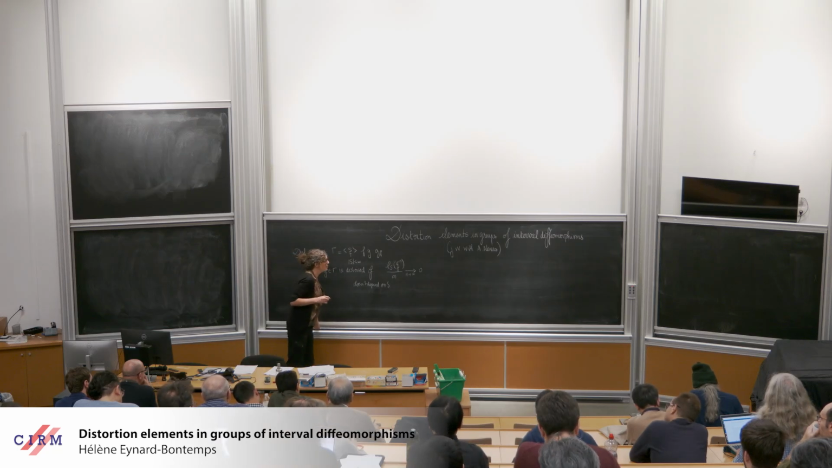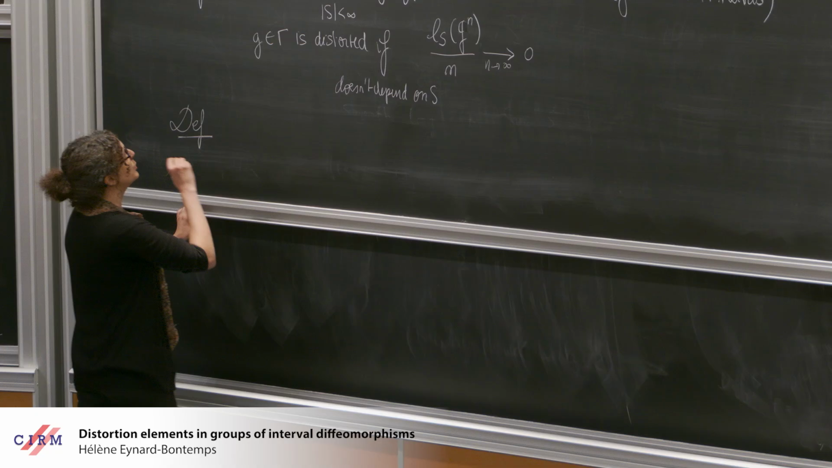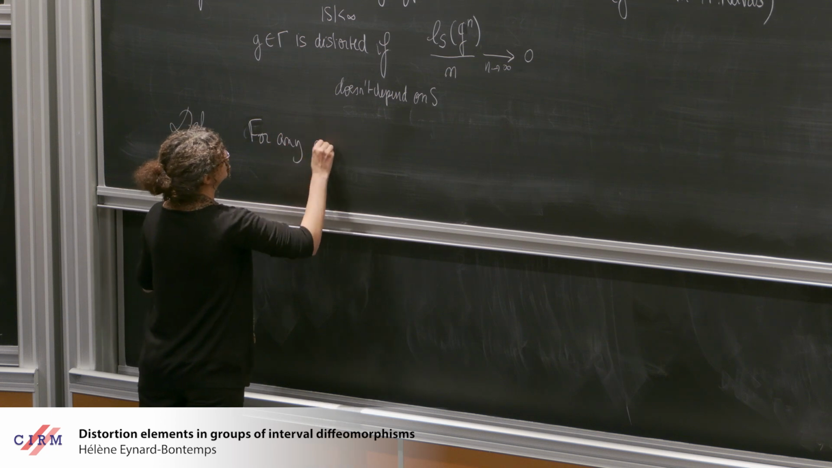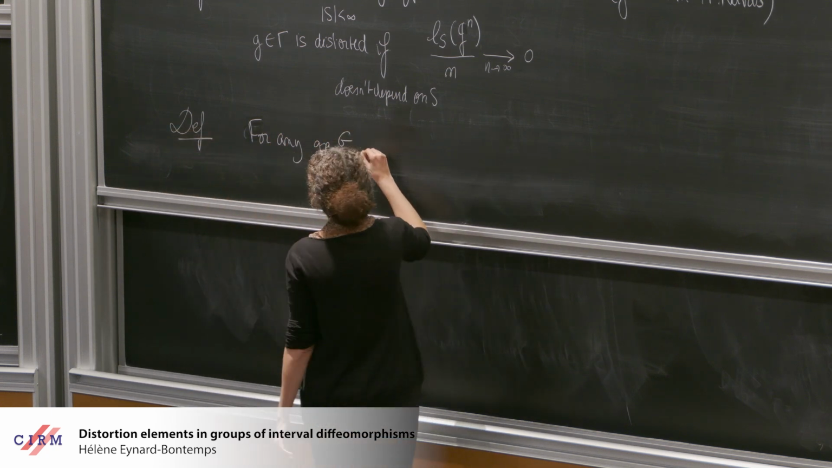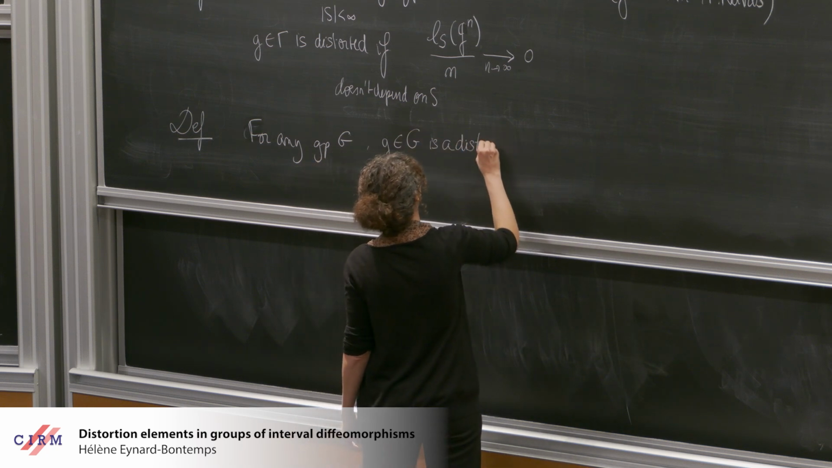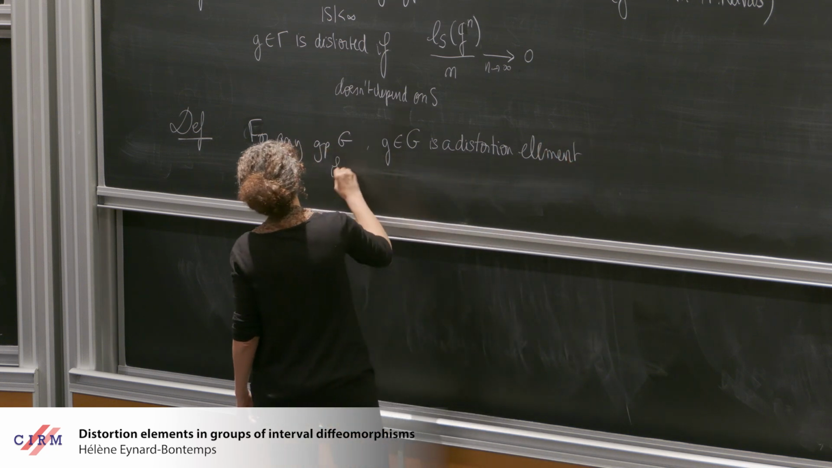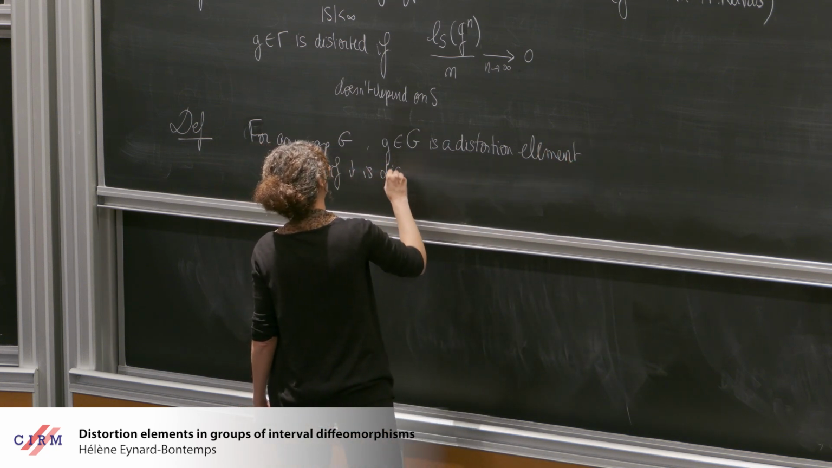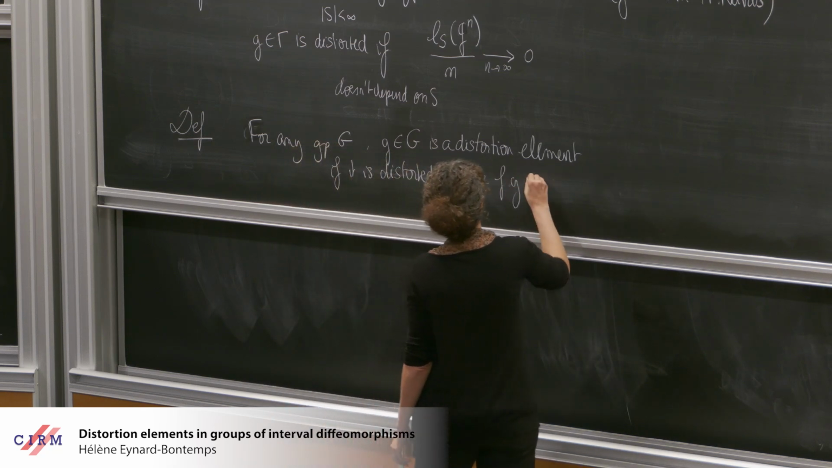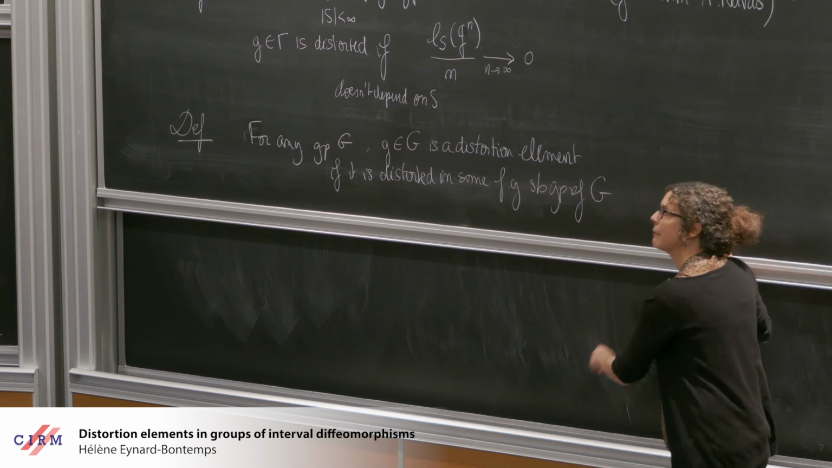And if you deal with groups which are not finitely generated, you can define for any group G, you say that an element is a distortion element if it is distorted in some finitely generated subgroup of your big group G.